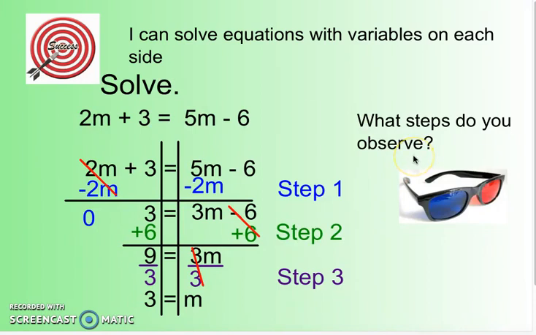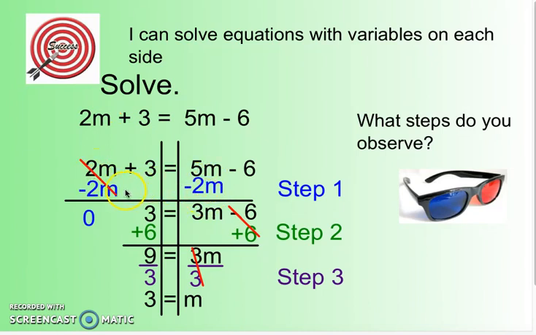Okay, so our target today is: I can solve equations with variables on each side. Looking at this first equation, notice we have a variable on the left side as well as the right side. What steps do you notice? Well, step number one, do you notice that with our equation, we are focusing first of all on the variables? So we're focusing on the term that has the variable with it.